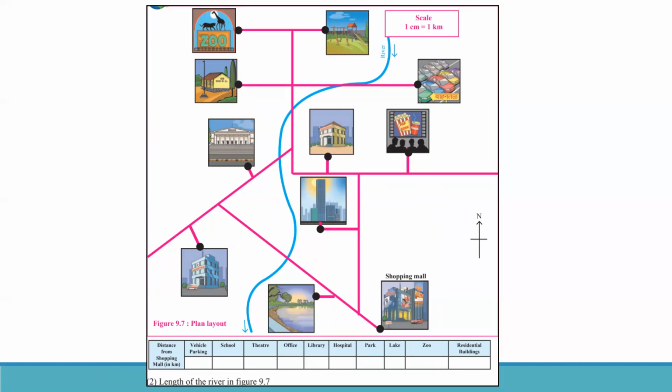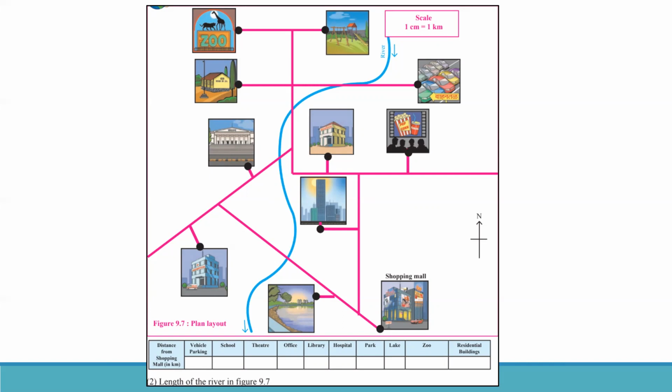Now here also they've given a shopping mall and various places, like there is a vehicle parking, school, theater, office. There's a column given down. You have to just take a scale, and a scale is given. What is the scale given to you? It is shown 1 centimeter is 1 kilometer. So if you take a scale and you measure between two places the distance, if you find it is 5 centimeter, automatically it will be 5 kilometer.